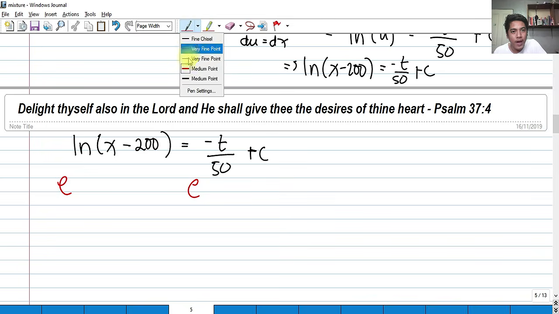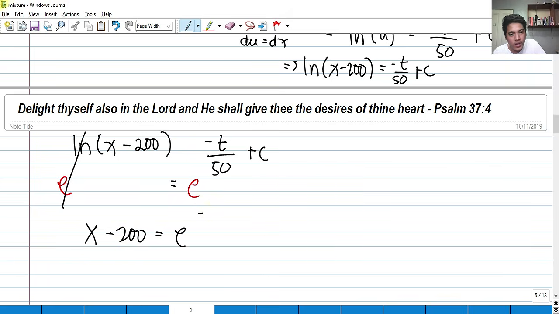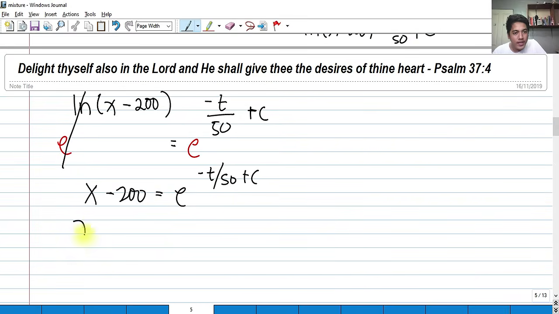Okay, so what will happen? We know very well that the natural logarithm would actually be cancelled. So we have x minus 200 equal to e raised to negative t over 50 plus c. So x minus 200 is equal to e raised to negative t over 50, by law of exponents, multiplied by e raised to c. But we know that e raised to c is simply a constant.